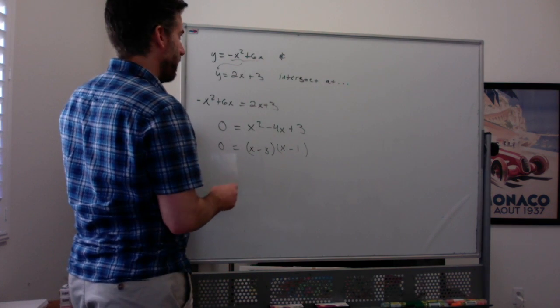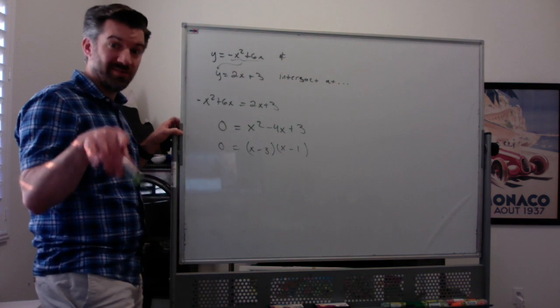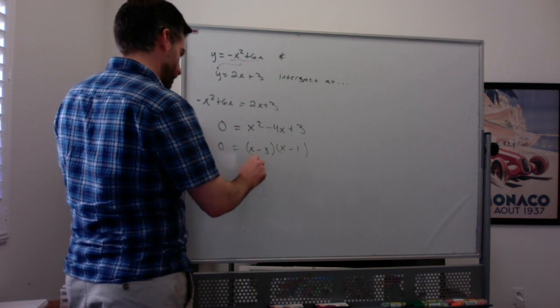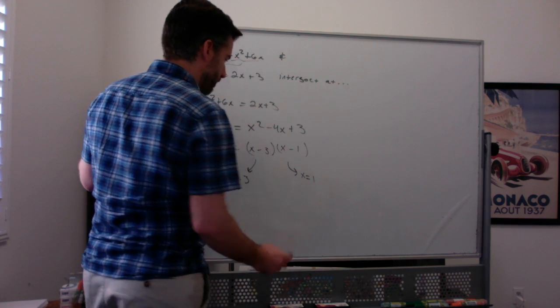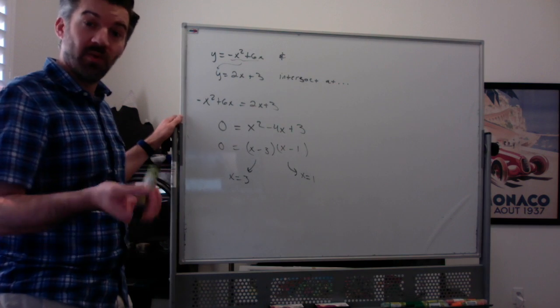So my points of intersection, not the x-intercepts, but the points of intersection, are going to be when x equals 3 and x equals 1. But if I want to find the point, I actually have to find the y coordinates as well.